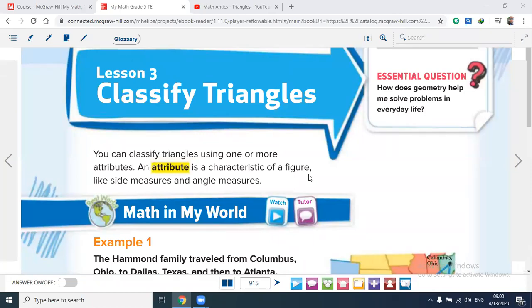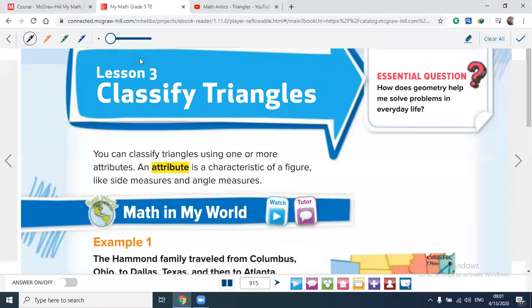Grade 5. Good morning, everyone. Today, our lesson, according to the plan for week 13, is lesson number 3, classify triangles. Yesterday, we studied polygons, okay? And today, we classify triangles. I have a question before we start the lesson.